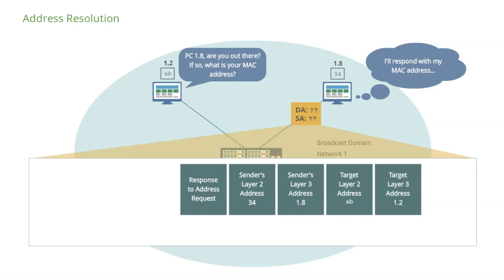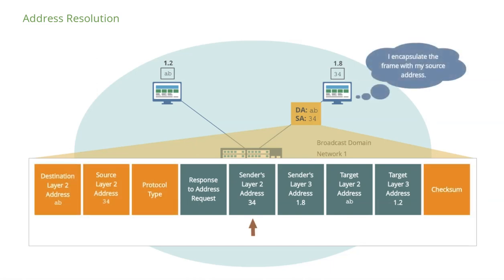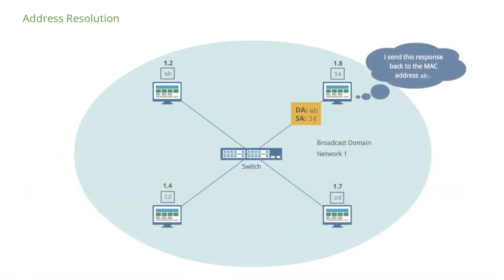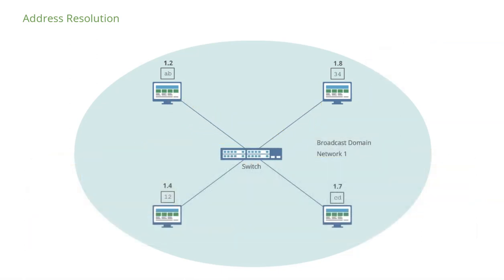In the reply, PC 1.8 is now the sender, so it includes its MAC address as the sender's Layer 2 address and its Layer 3 address as the sender's Layer 3 address. Notice that the sender's Layer 2 and Layer 3 addresses always correspond to the device generating the request or reply. The sender's Layer 2 address will always match the Ethernet frame's source Layer 2 address as well. PC 1.8 then sends the reply back to the PC that requested it. Now the two PCs can communicate using unicast Layer 2 frames. These unicast frames are like two people whispering to each other so as not to disturb others.